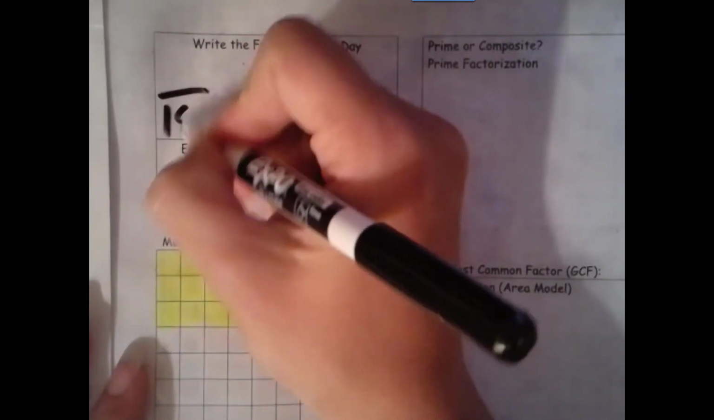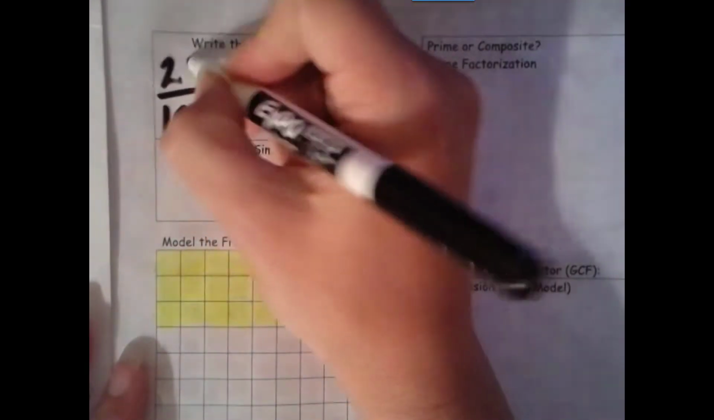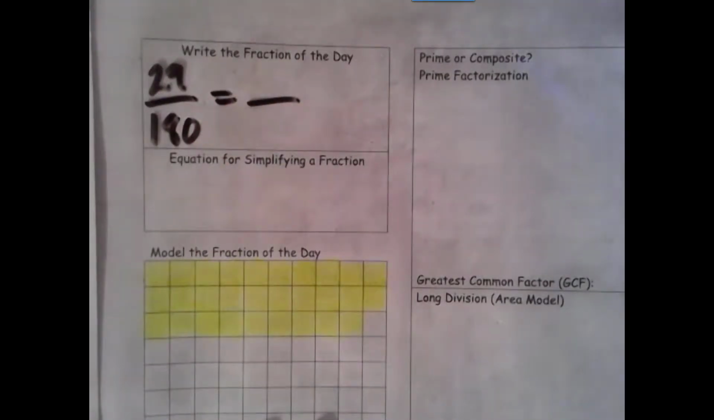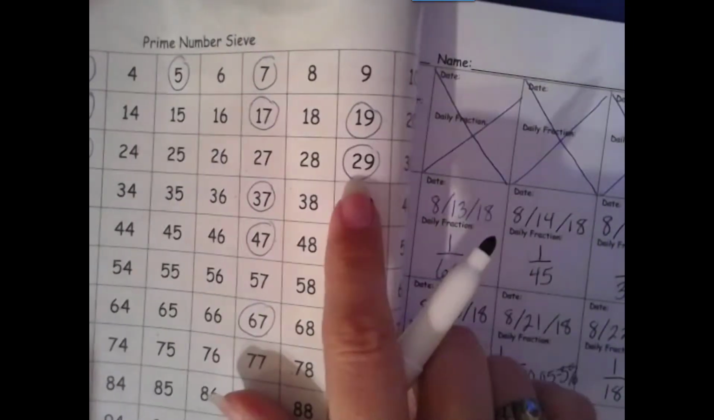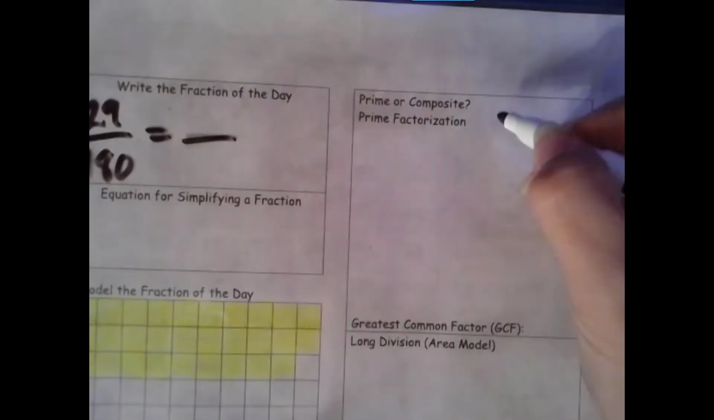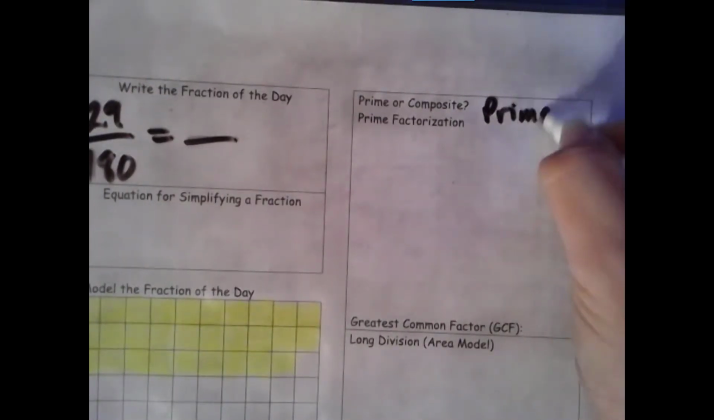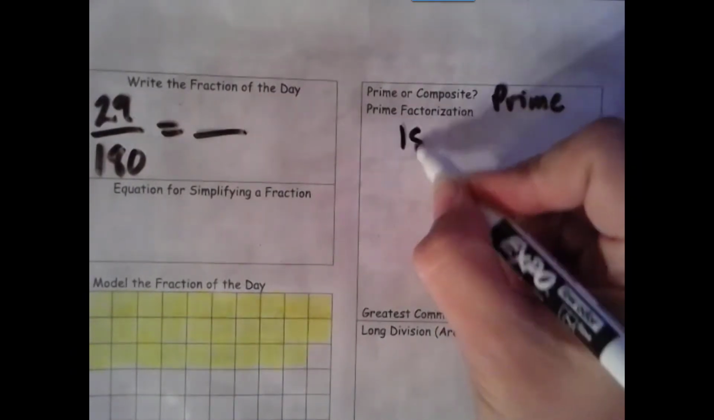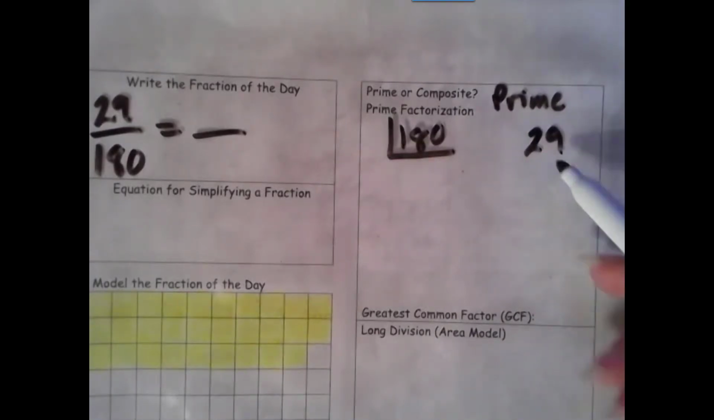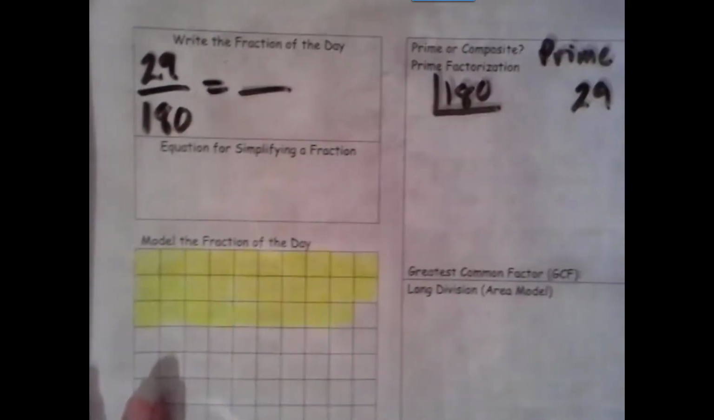Okay, let's start with our beginning fraction. We have a total of 180 school days and we're on 29. So the first thing we want to look at is our numerator. Prime or composite? Well, 29 is prime. So that means we are done with our prime factorization for our numerator. We just have to do our prime factorization for our denominator, because those are all the prime factors that will work for 29.